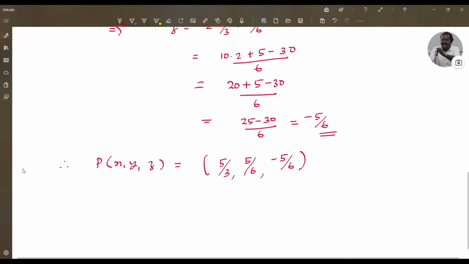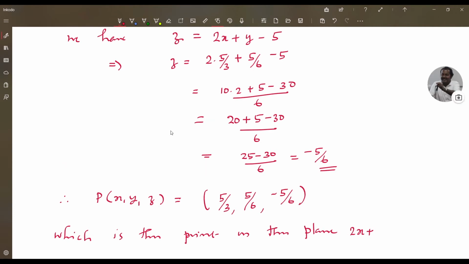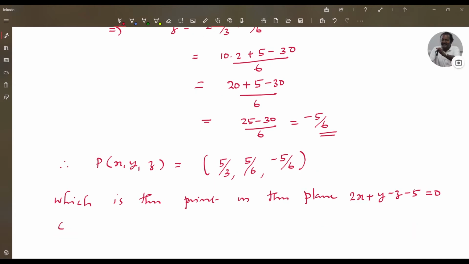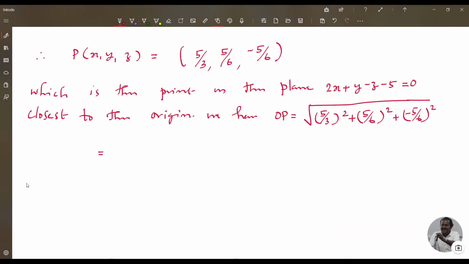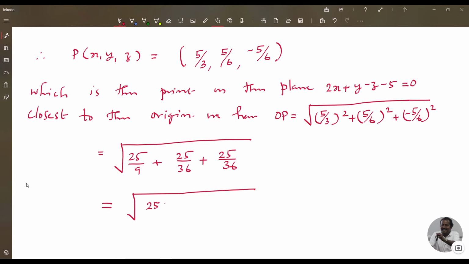So this is the nearest point to the origin on the plane, which is the point on the plane 2x plus y minus z minus 5 equal to 0, closest to the origin. And we have OP is square root of (5 by 3) the whole square plus (5 by 6) the whole square plus (minus 5 by 6) the whole square. This is equal to square root of 25 by 9 plus 25 by 36 plus 25 by 36. So this is equal to square root of (25 into 4 plus 25 plus 25) divided by 36. So this is equal to square root of 150 divided by 6. So this is approximately equal to 2.04.